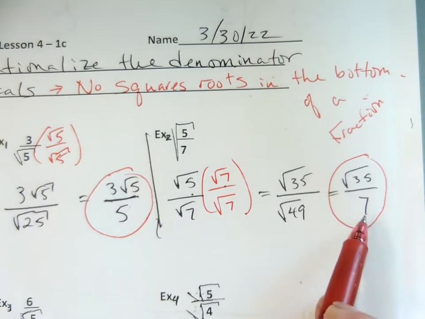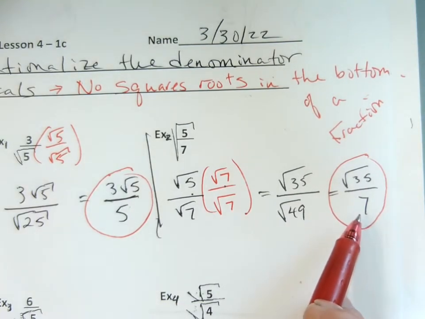Is there a square root in the bottom? Is there a square root in the denominator? Nope. Grace says, no way. We're done.